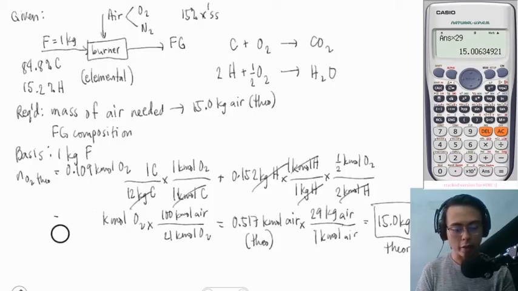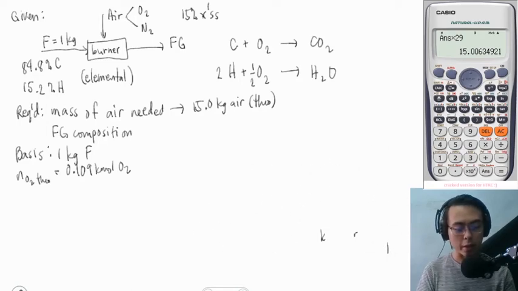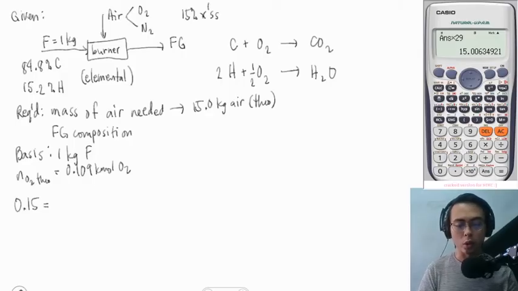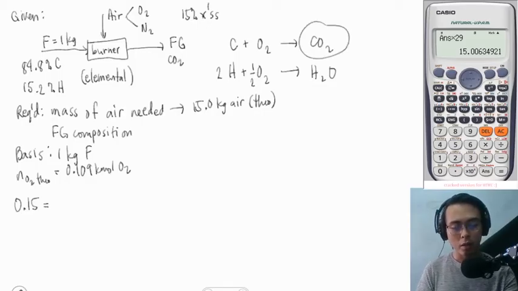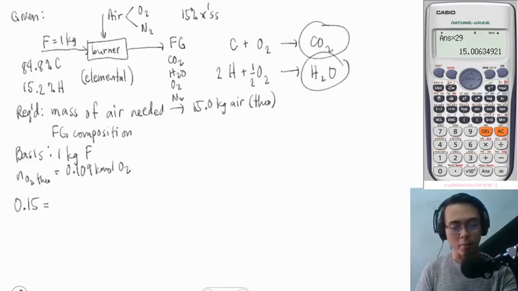And then let's erase some of this. We are now going to be using the definition of percent excess. So percent excess is 15%, so that's 0.15 is equal to the amount of oxygen. We forgot to determine the components of your flue gas. So your flue gas in here should contain CO2 coming here, H2O coming here, and then you have excess oxygen and excess nitrogen. Okay, let's label the unknowns: N1, N2, N3, N4, N5, and N6.